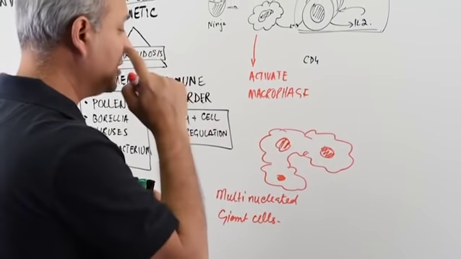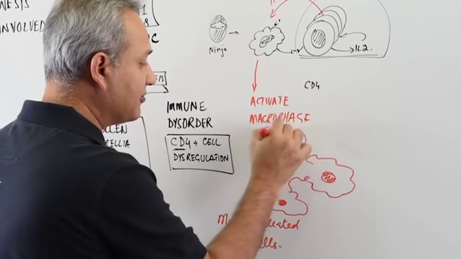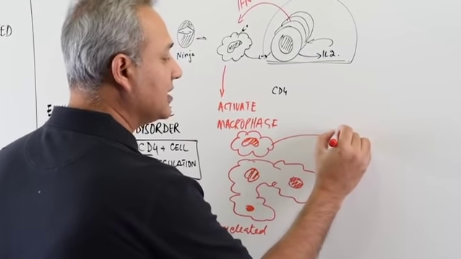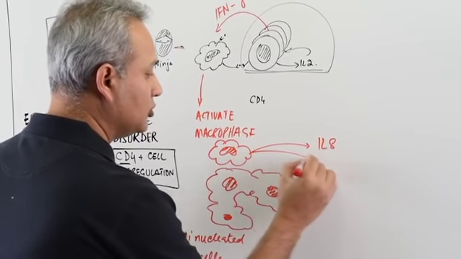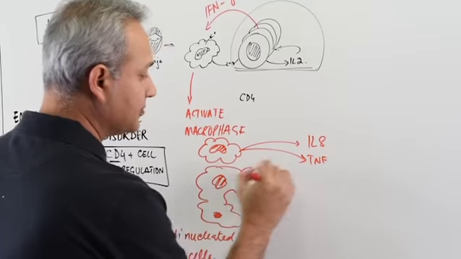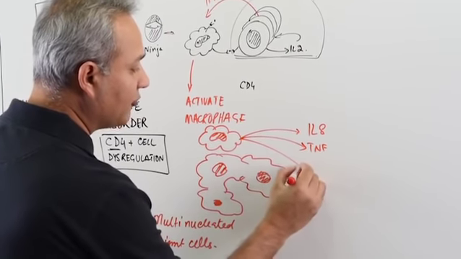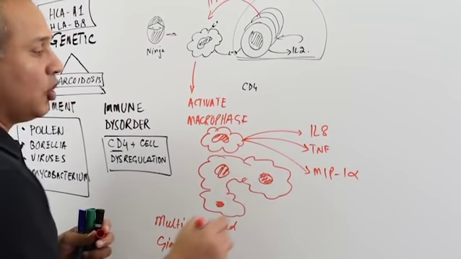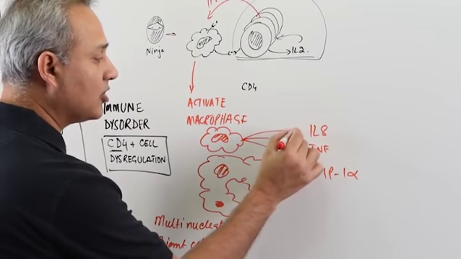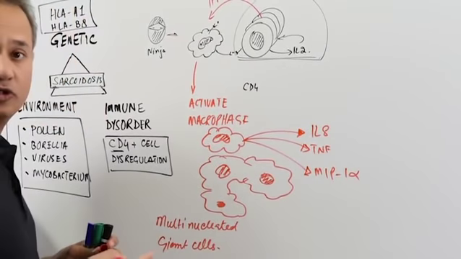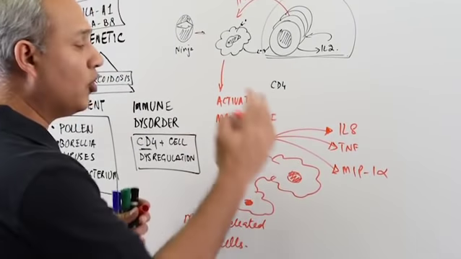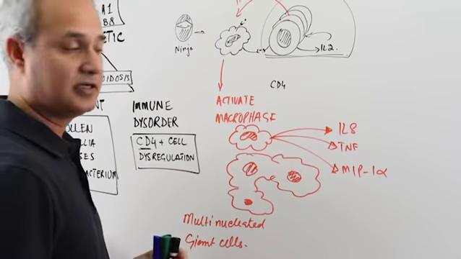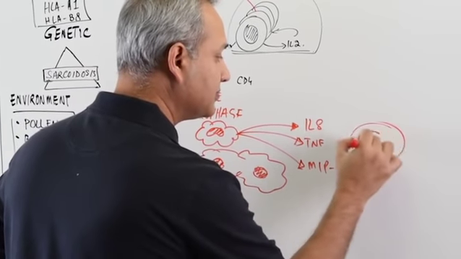Now how does this happen? When a macrophage becomes active, that macrophage in turn is going to release IL-8, tumor necrosis factor, and macrophage inflammatory protein 1 alpha. All of these proteins not only cause inflammation, but they also cause recruitment of more macrophages, monocytes and lymphocytes. So monocytes will also come in.